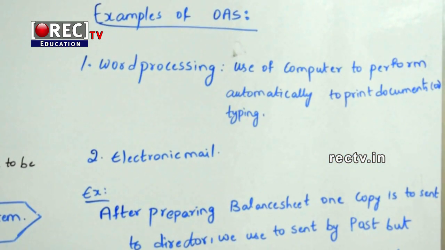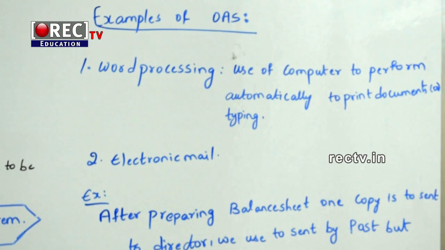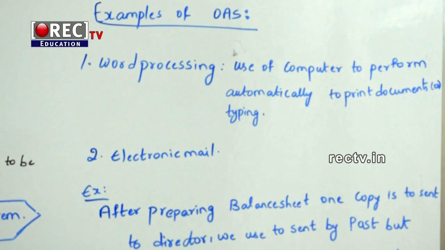First example is word processing. Use of a computer to automatically perform the preparation of printed documents.